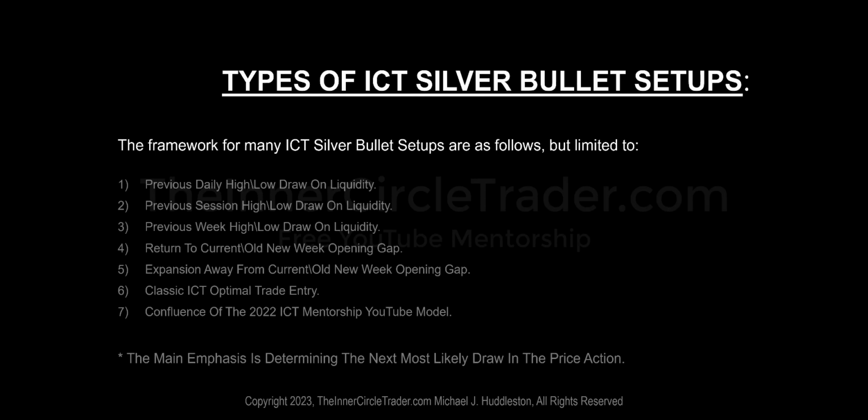Confluence of the 2022 ICT mentorship YouTube model, which I taught for free on this YouTube channel, meaning that your draw on liquidity could be an inefficiency above the marketplace when we're bullish, or an inefficiency below the price when we're bearish. If we're bearish, we could be aiming for a discount, buy side of balance, sell side inefficiency, or some measure of fair value gap that would be below current price action. That would be your draw when bearish.